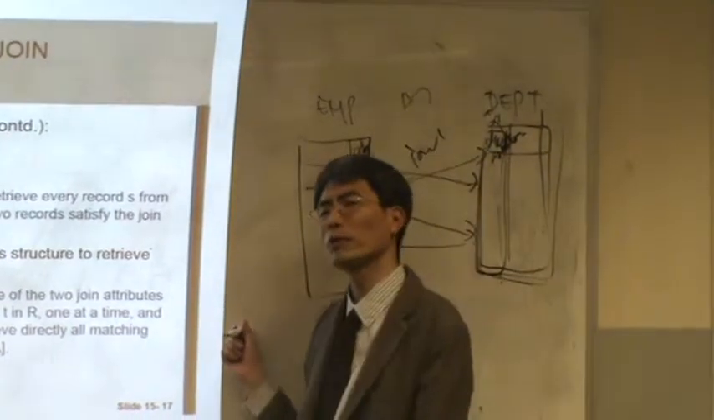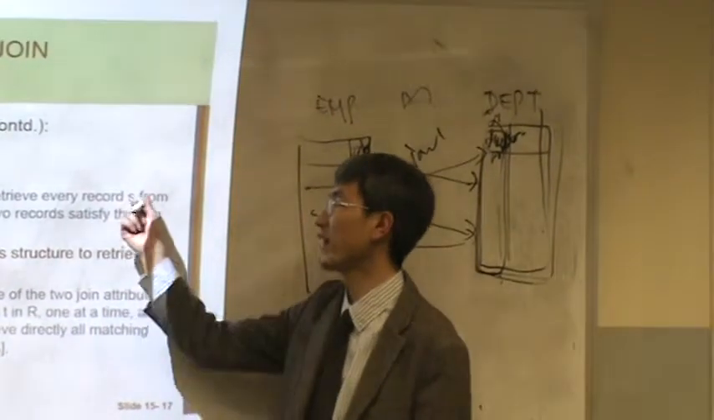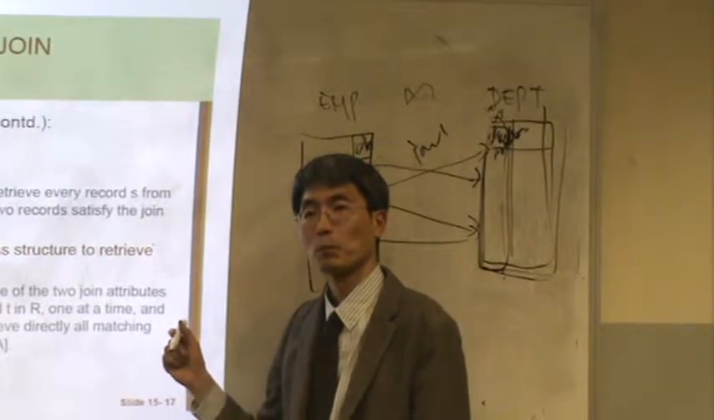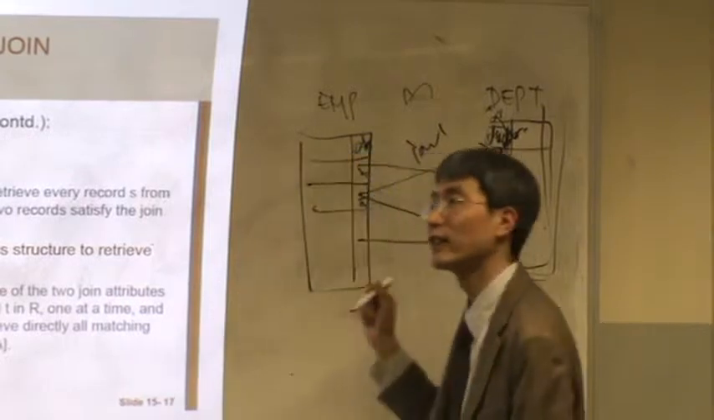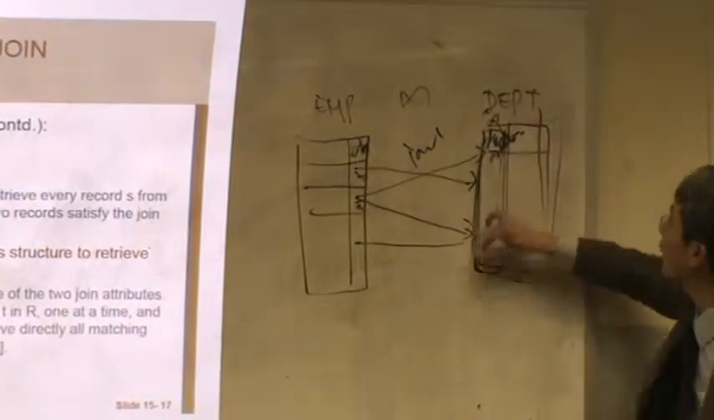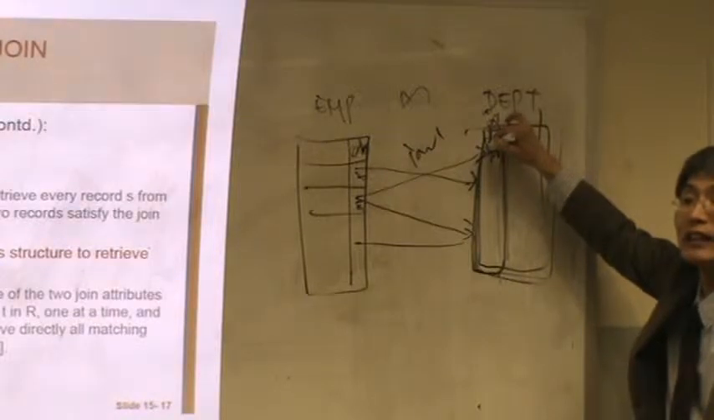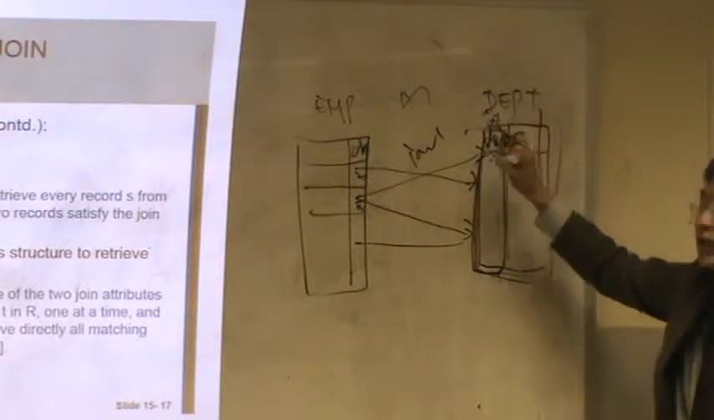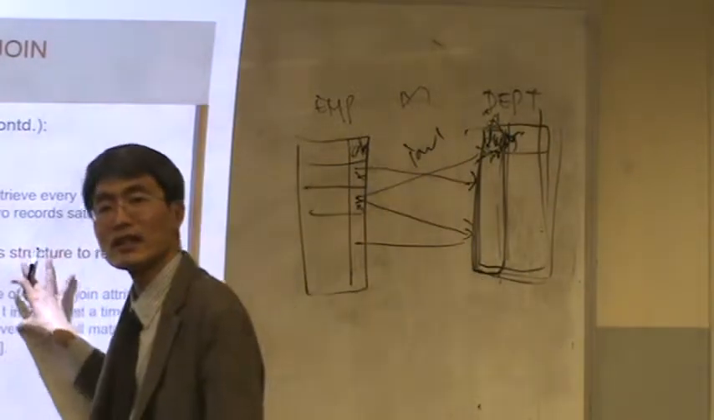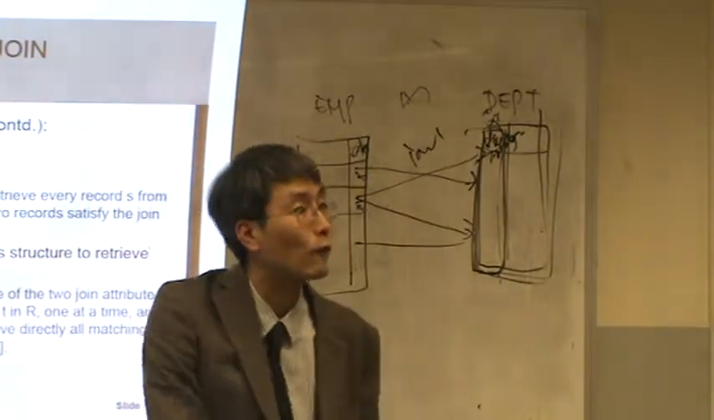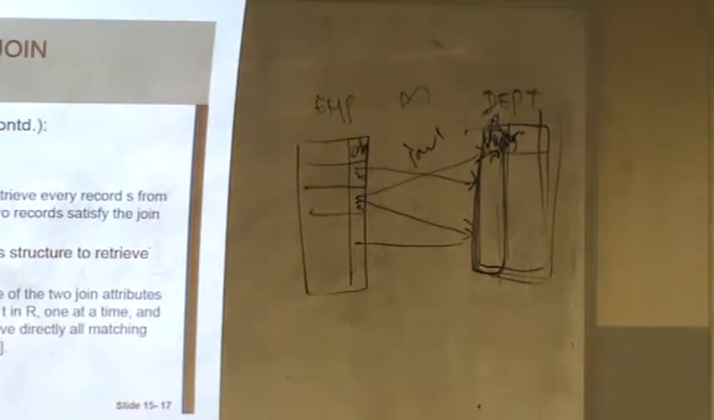How can the query optimizer determine whether to use nested loop join or single loop join? The query optimizer checks whether the index information exists. If there is an index, we'd better use single loop join. Otherwise, nested loop join. So that is the join.